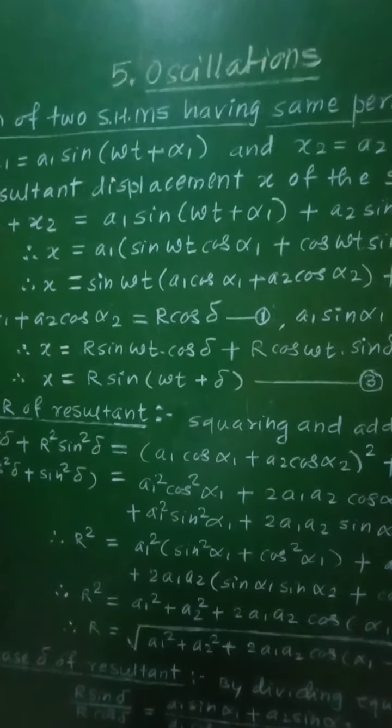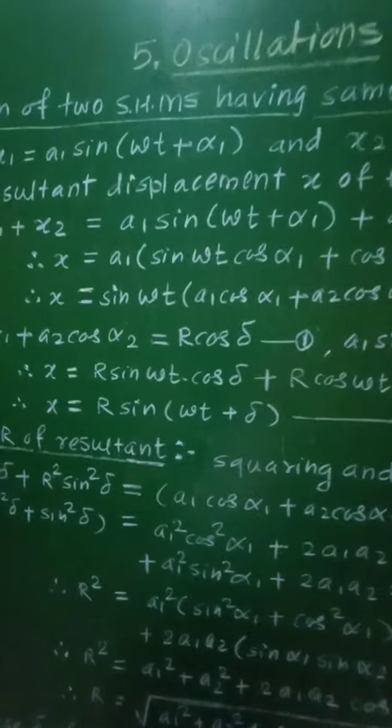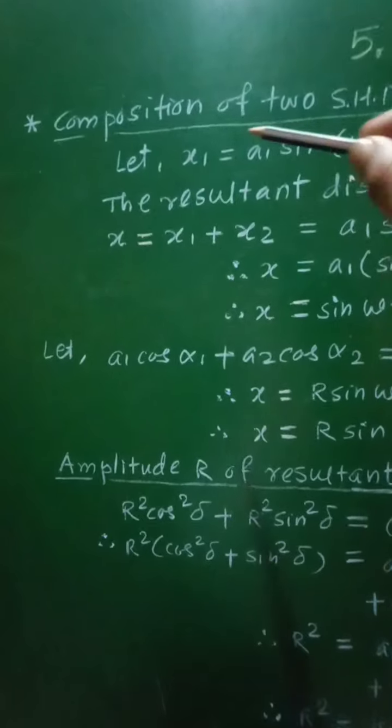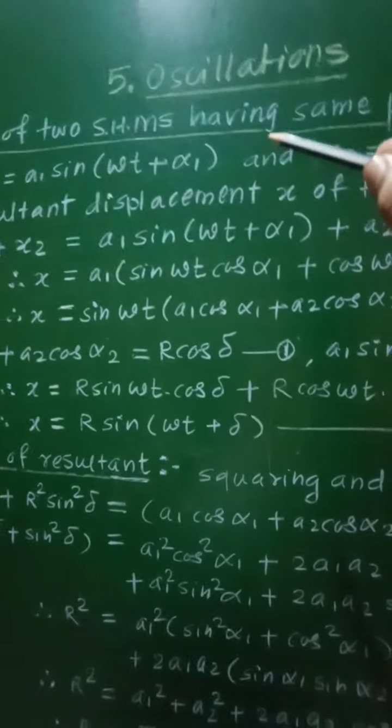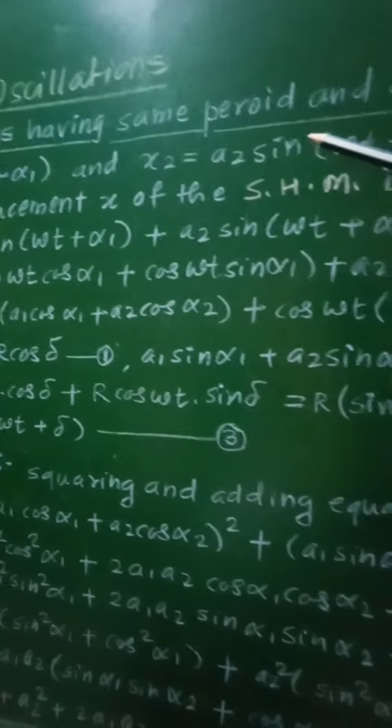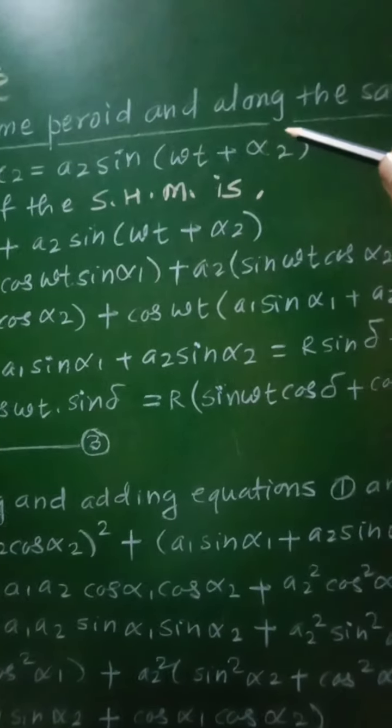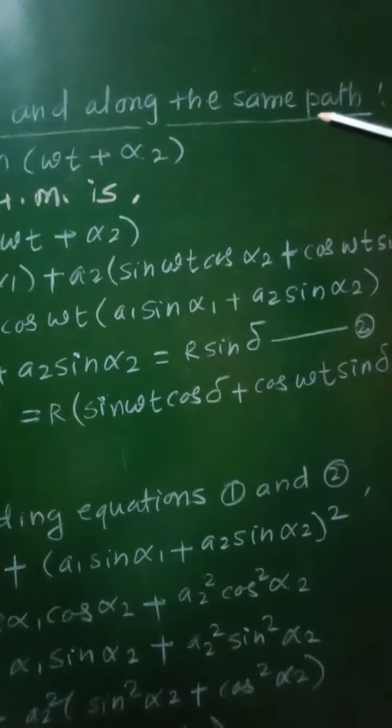Class 12th subject physics, 5th chapter oscillations. From this chapter, let us see the composition of two SHMs having the same period and along the same path.